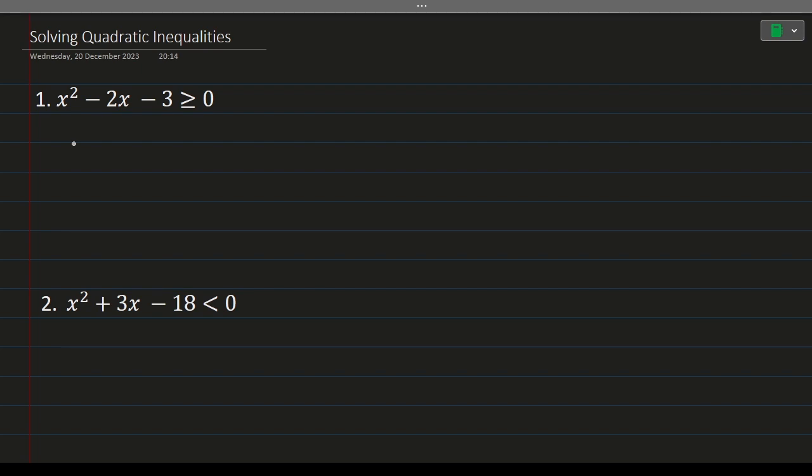In this video, we'll be solving quadratic inequalities. So let's get on with it. Number 1. x squared minus 2x minus 3 is greater than or equal to 0.